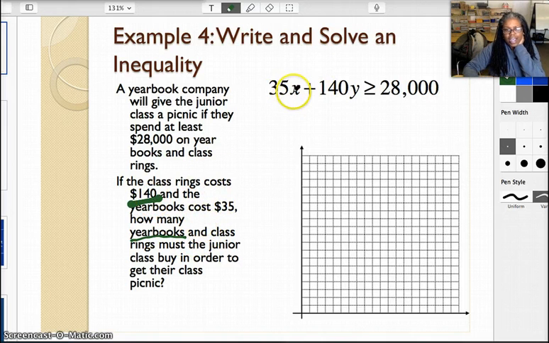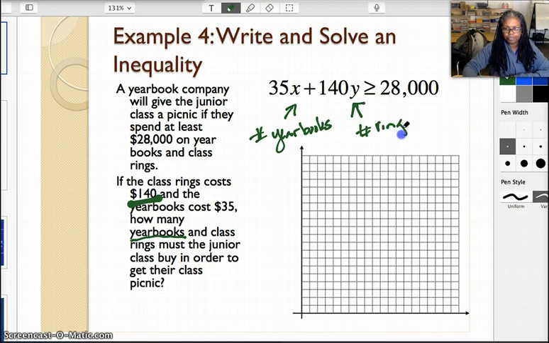We're going to consider x, the yearbooks, and y, the number of rings. So this is the number of yearbooks sold, and this would be the number of class rings. And if the junior class is able to sell enough that the sum is over 28,000, they'll get this class picnic. So what we need to do is to illustrate this as a graph.